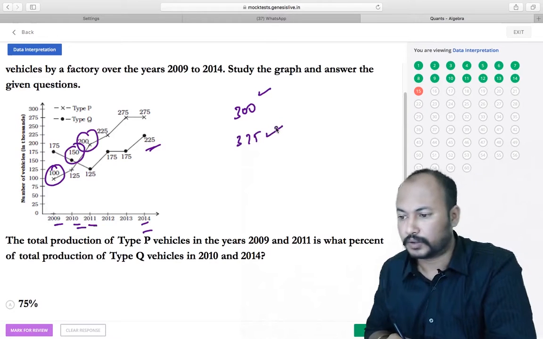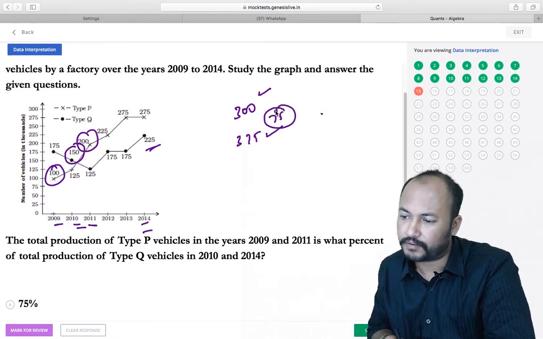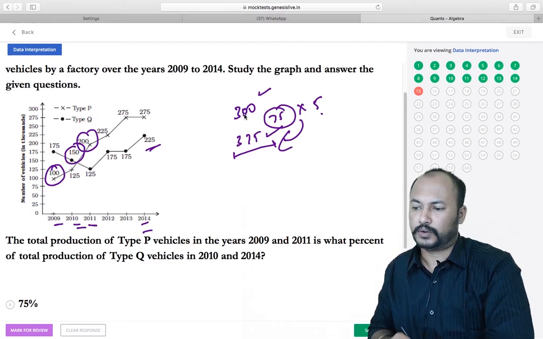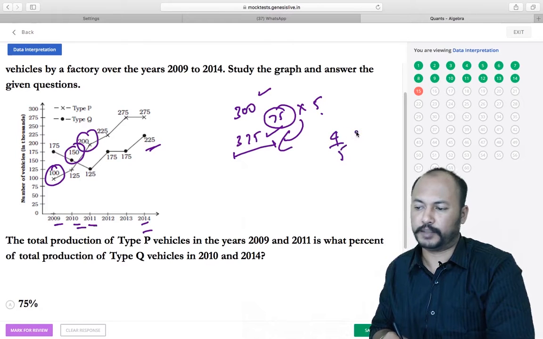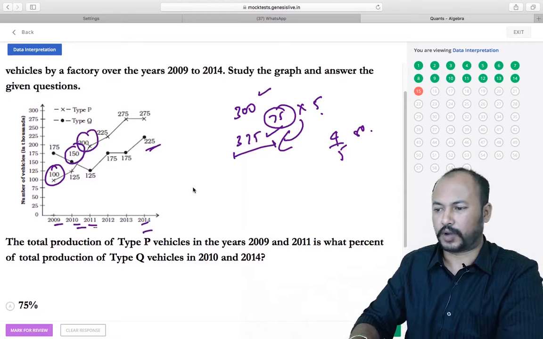So this is what percentage of this. Okay, fine. So you can do it directly. What I would like to do is, the difference is 75, right? So in terms of 75, this value is 300, which is 4 times 75, and that value is 5 times 75. So the ratio is 4 by 5, and 4 by 5 is 80%. All right. So that's how I would do it.